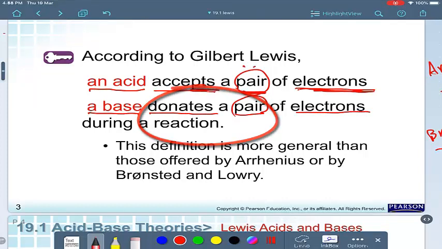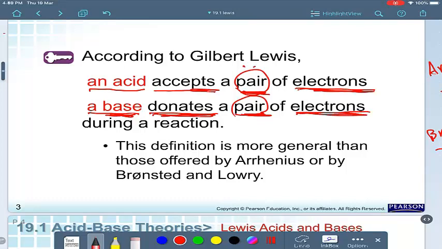Remember, the acid in Bronsted-Lowry produces or donates hydrogen, but now by Lewis it accepts a pair of electrons. The base of Bronsted-Lowry was the one that accepts hydrogen ion, or hydrogen acceptor, as I said before. But now the base by Lewis donates a pair of electrons. Don't confuse them, please.